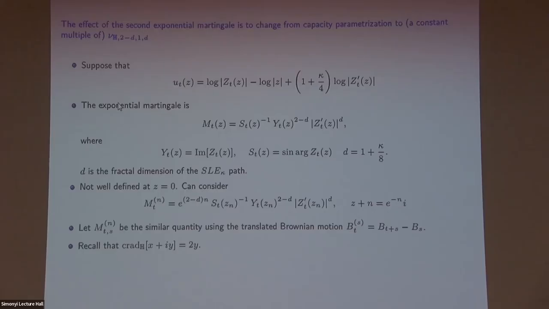I'll finally add that the effect of the third exponential martingale is to put an independent Gaussian field on gamma, integrated with respect to this Minkowski content parameterization.